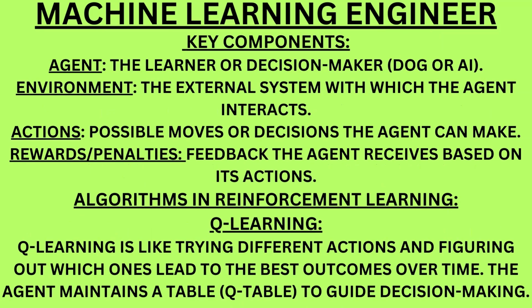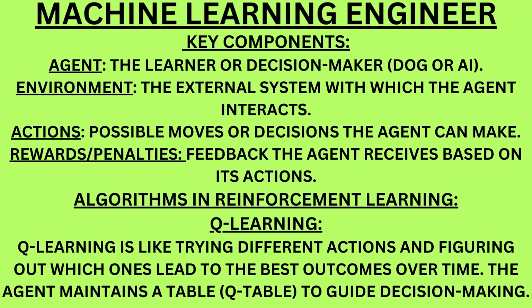Key components. Agent, the learner or decision maker, dog or artificial intelligence. Environment, the external system with which the agent interacts. Actions, possible moves or decisions the agent can make. Rewards, penalties, feedback the agent receives based on its actions.